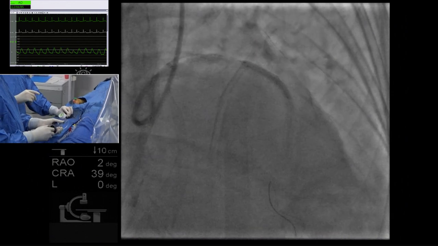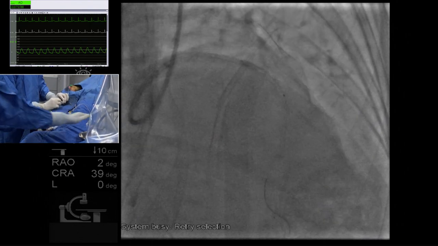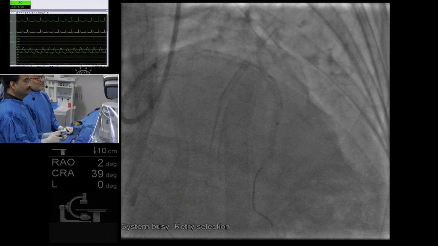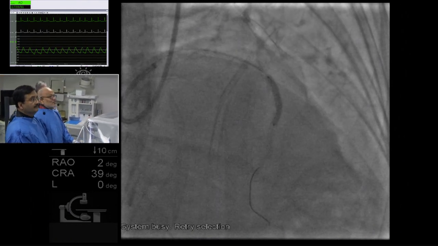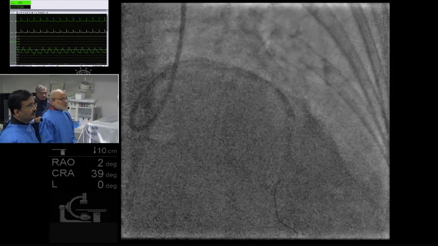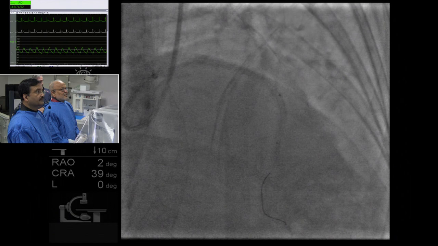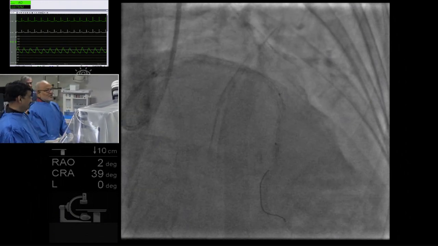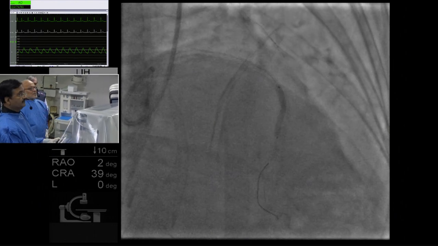I want these struts to be in media, actually. Then you are safe. Go. 10. 12. This balloon is almost like a compliant balloon. That's a problem, but that's okay. Go here, last. 10. Not more than 10. So that's a pretty thorough job of post-dilatation.